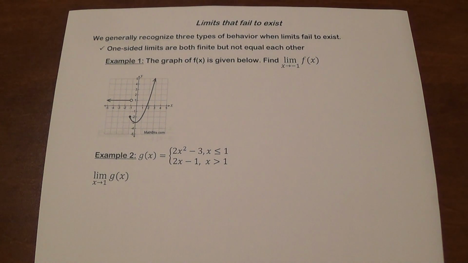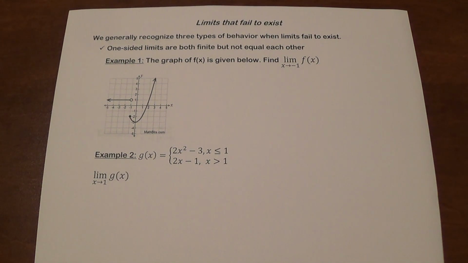Hi, we are going to discuss limits that fail to exist. In general, there are three types of behaviors that you recognize when limits fail to exist. The first one is probably what you already know by now, when one-sided limits are both finite but they are not going to equal each other.